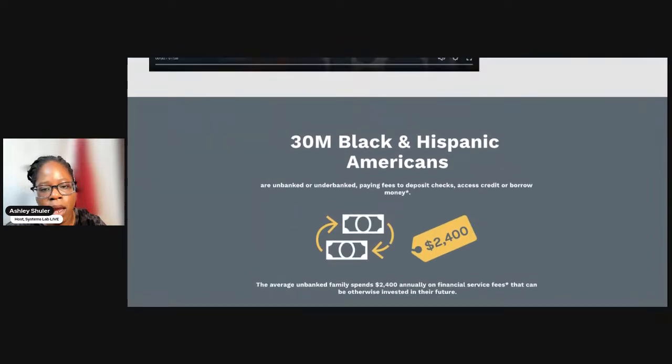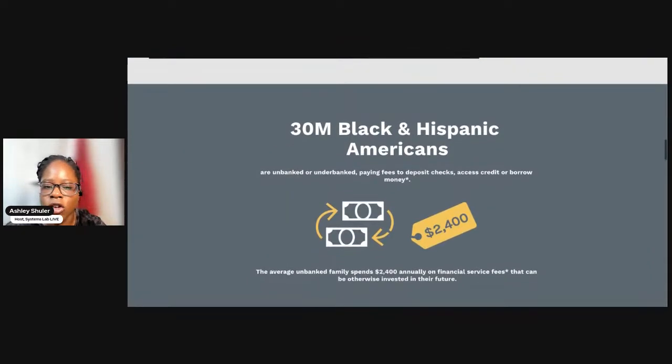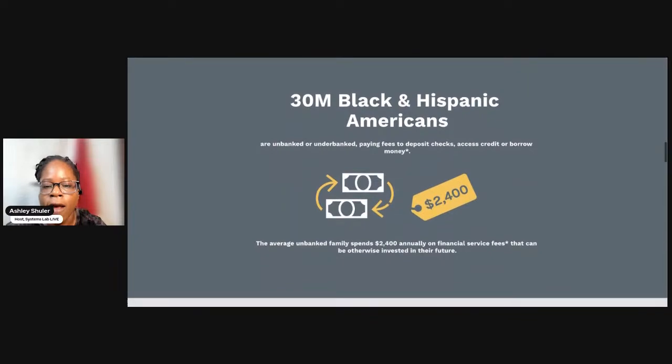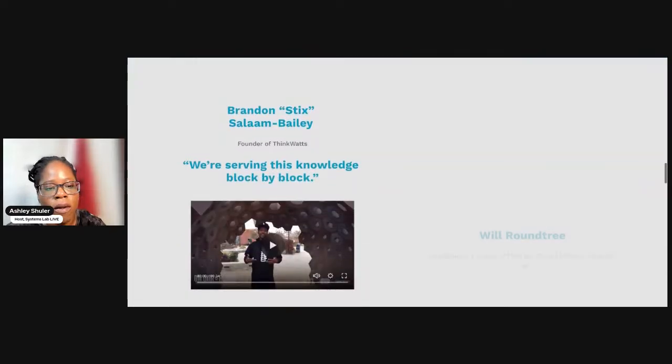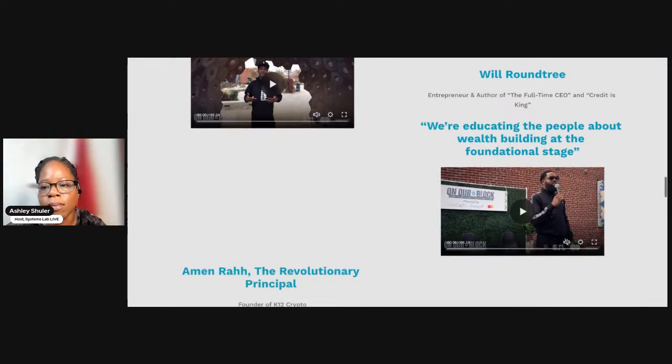30 million Black and Hispanic Americans are unbanked or underbanked, paying fees to deposit checks, access credit, or borrow money. The average unbanked family spends 2,400 dollars annually on financial service fees. Okay, so they take that out.